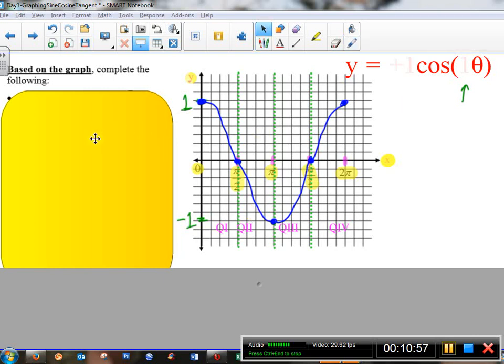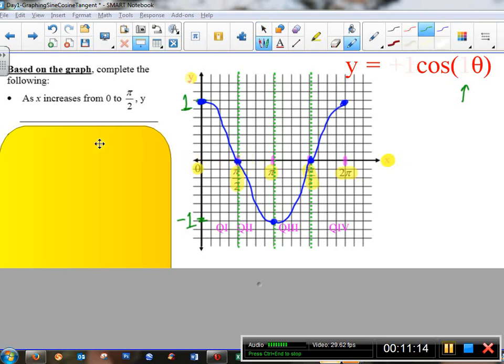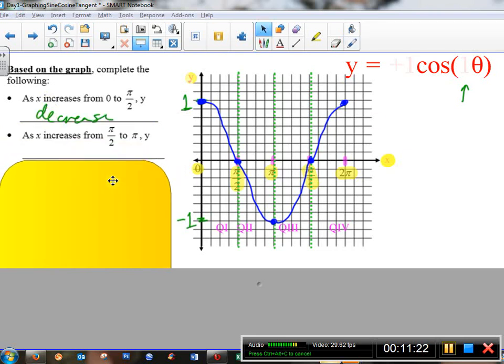So a couple of questions we'll answer. First of all, as x increases from 0 to pi over 2, well, we're looking at 0 to pi over 2. This function is now decreasing. That blue curve is coming down as we read from 0 to pi over 2. We're going left to right. So we're going to call that a decrease in the y. Let's move on. It says as x increases from pi over 2 to pi. Well, now we're going from pi over 2 to pi. Again, we're still decreasing in that zone, so I'm going to write decrease.